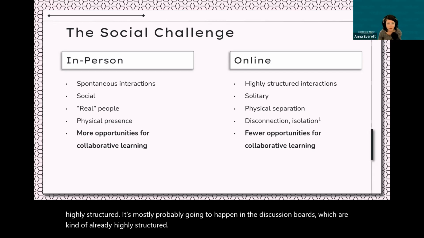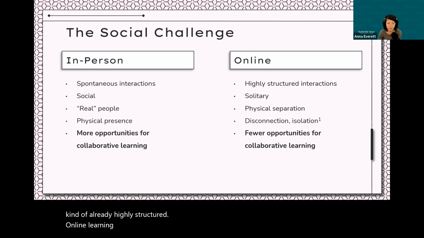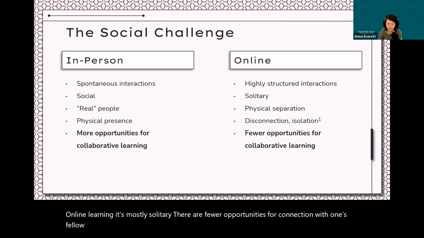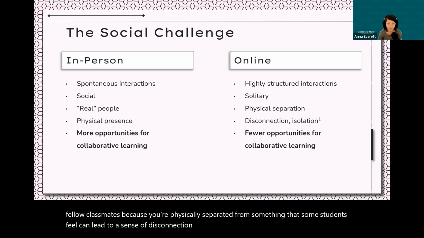Online learning is mostly solitary. There are fewer opportunities for connection with one's fellow classmates because you're physically separated, something that some students feel can lead to a sense of disconnection or isolation. So there are also fewer opportunities for collaborative learning and active real-time discussion.